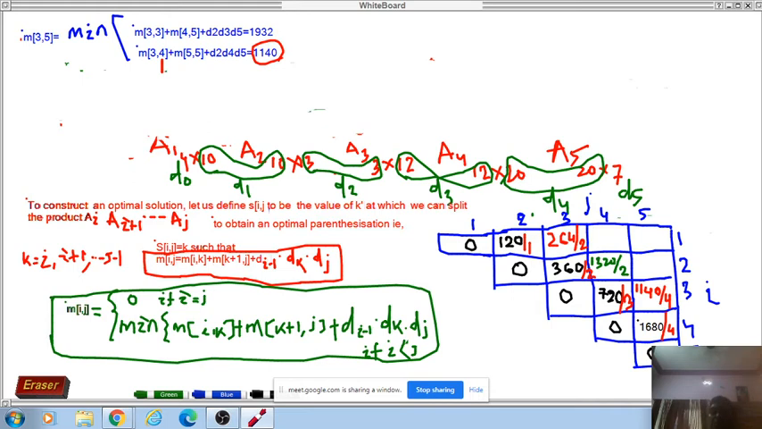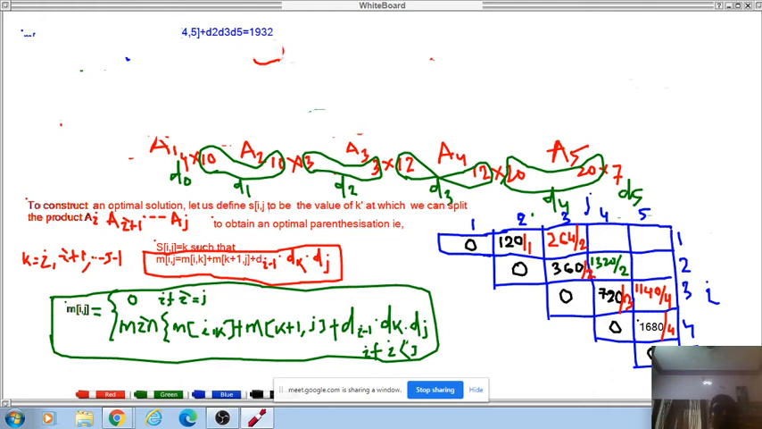Next, what am I going to fill up? This one. So 1 row, 4 column. Then you have to find out the matrix of 1 row, 4 column. So 1 to 4 means how many matrices? This is a matrix product of 4 matrices: A1, A2, A3 and A4. Okay, 4 matrix multiplications at a time.